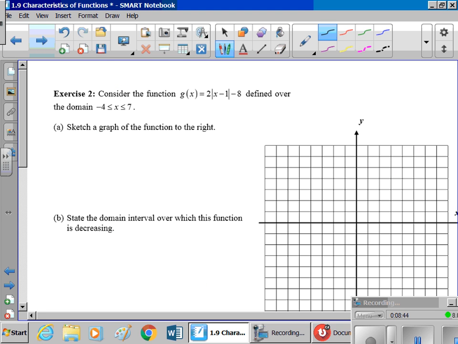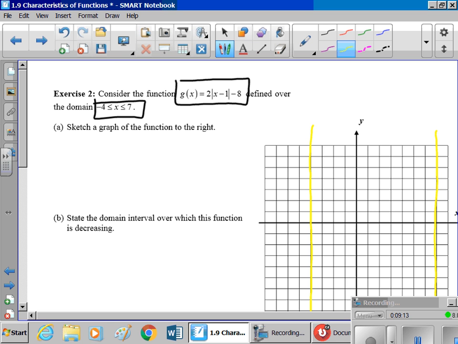Let's take a look at exercise 2, and then we're done. So this is a quick lesson. Consider the function g of x equals the absolute value function shown here, defined over this domain. Defined over that domain means we have a domain restriction between negative 4 here and 7 here, which means we're not going to put arrows on this. This is where it's going to start and end.